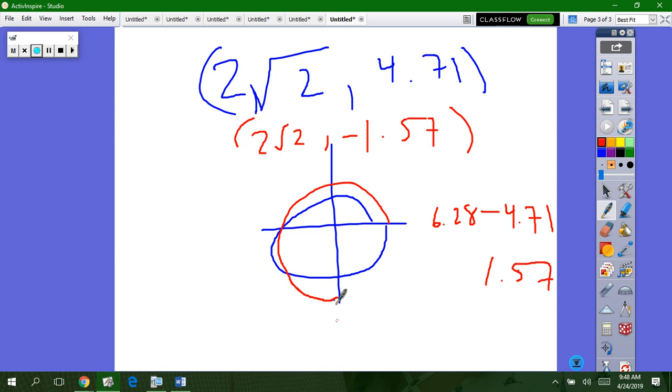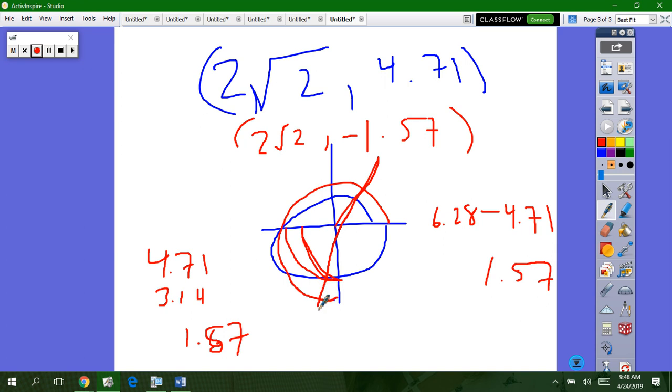Or I find this angle, which is the 4.71 minus pi, which is 3.14, right? You with me there? So that angle is 1.57. So that's up here, but then if I push through, it gets me through. So it'd be negative 2 root 2 comma 1.57. With me? Or what else could I do? Just take this answer and either add or subtract 2 pi, right? You guys with me on that?